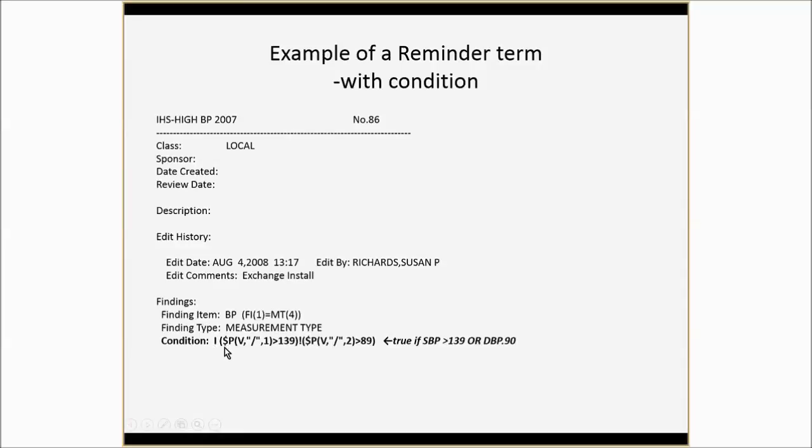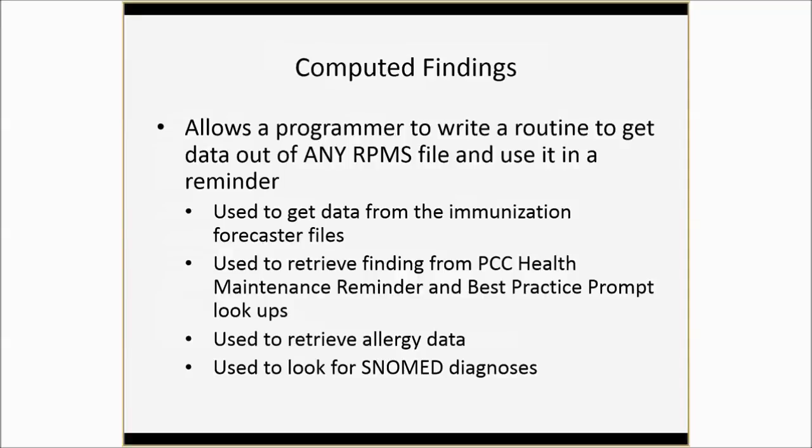And then right here, it just tells you any systolic greater than 139 or diastolic greater than 89 is going to be true. For more information about conditions and the type of condition that can be used for the different findings, this is found in the manager's manual for the clinical reminders, and you have a copy of this within your packet. Computer findings.